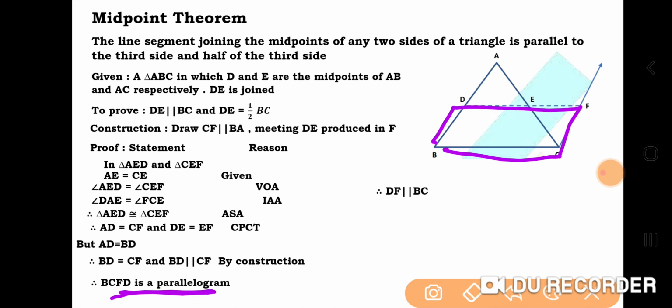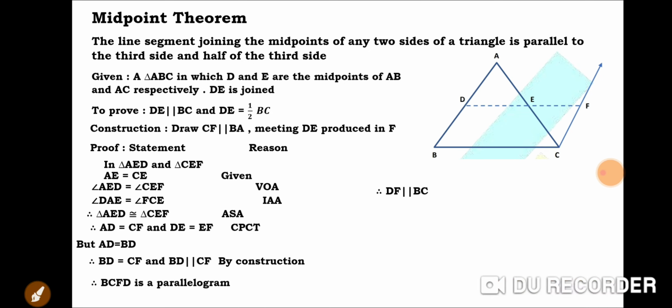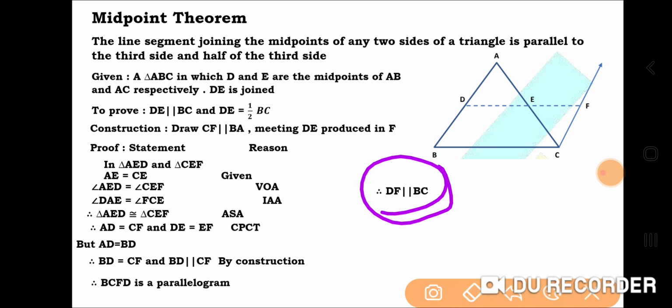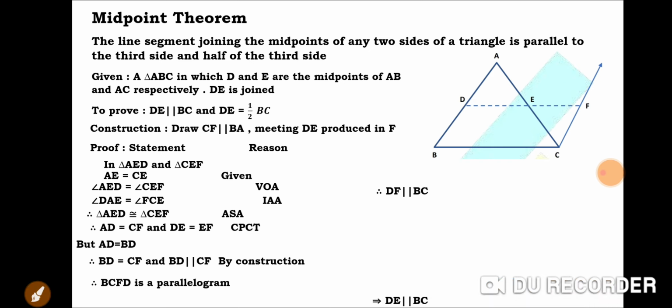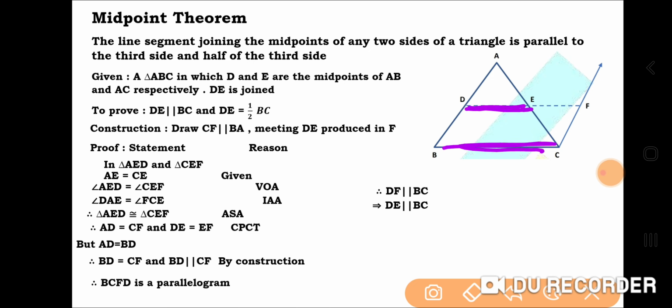BCFD is a parallelogram. Once we have proved that it is a parallelogram, that is, DBCF is a parallelogram, I can write that DF is parallel to BC. That is the other side: DF is parallel to BC. Since DF is parallel to BC, and DE is a part of DF, we can write at the next step that DE is parallel to BC. So we have proved the first part of the theorem, that is DE is parallel to BC.